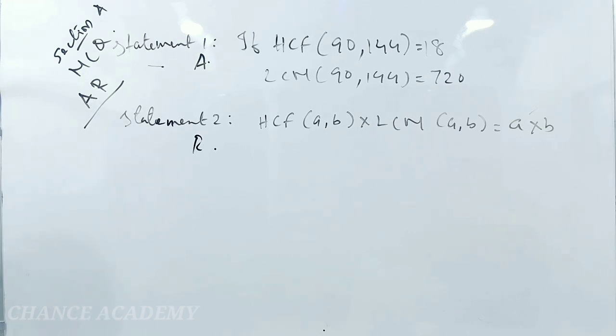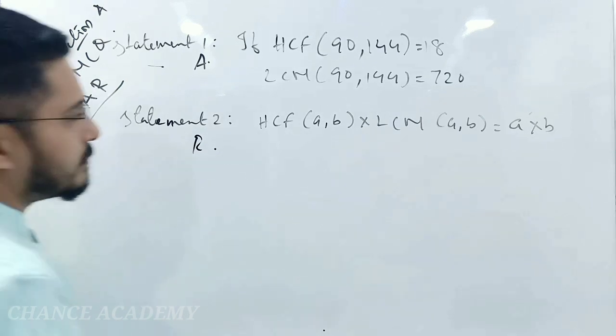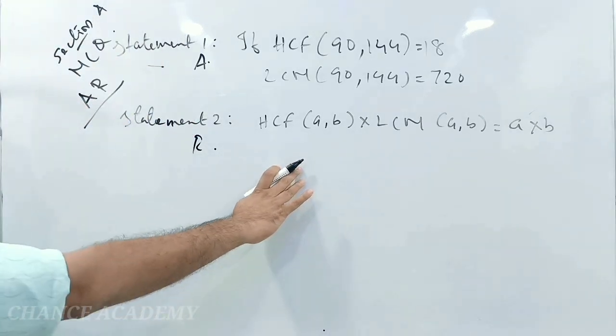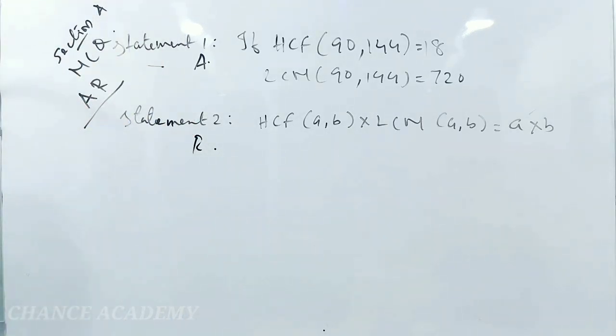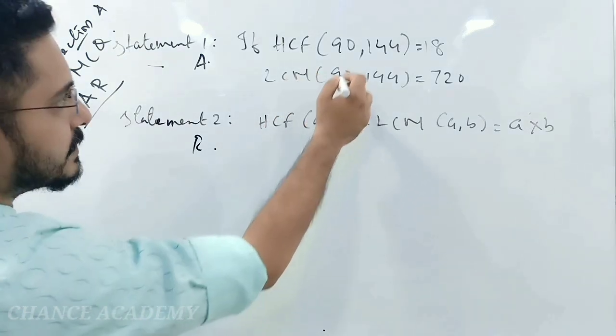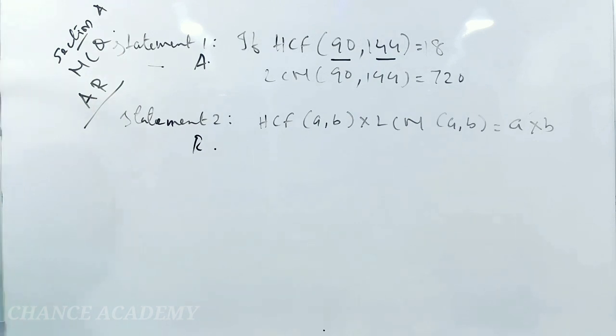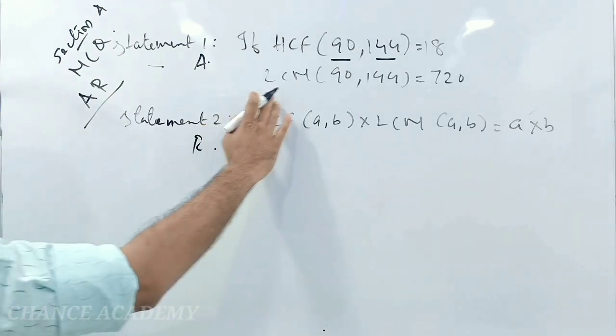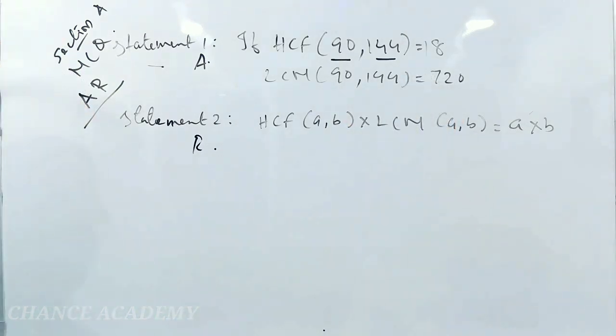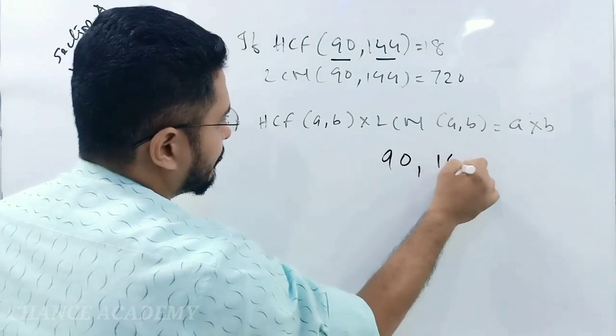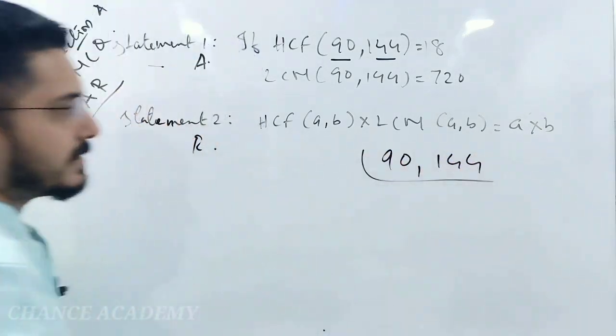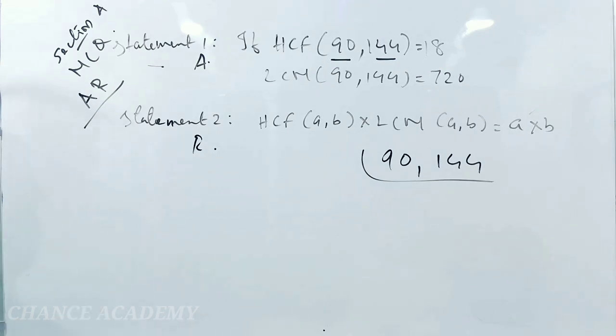So here it's given the HCF of two numbers. As I told you, we are expecting one question based on the assertion reason type from real numbers. The first statement gives the numbers 90 and 144, with the HCF of these numbers as 18 and the LCM as 720. Now we need to check whether this statement is correct or not. For that we need to factorize 90 and 144 using FTA, the fundamental theorem. So we need to prime factorize these numbers.